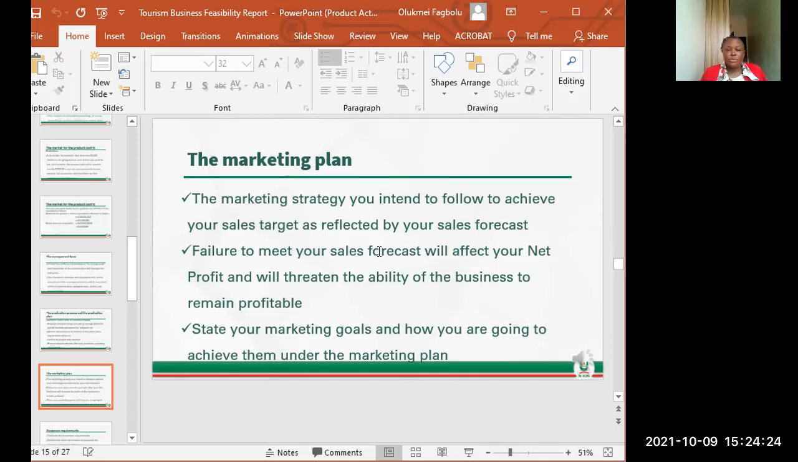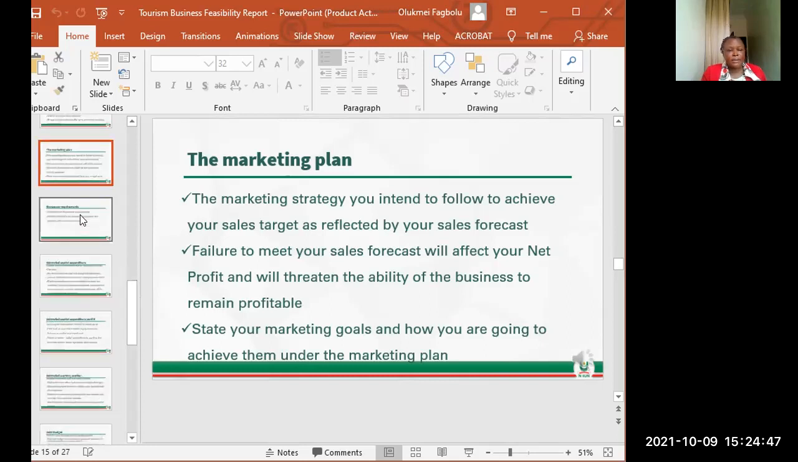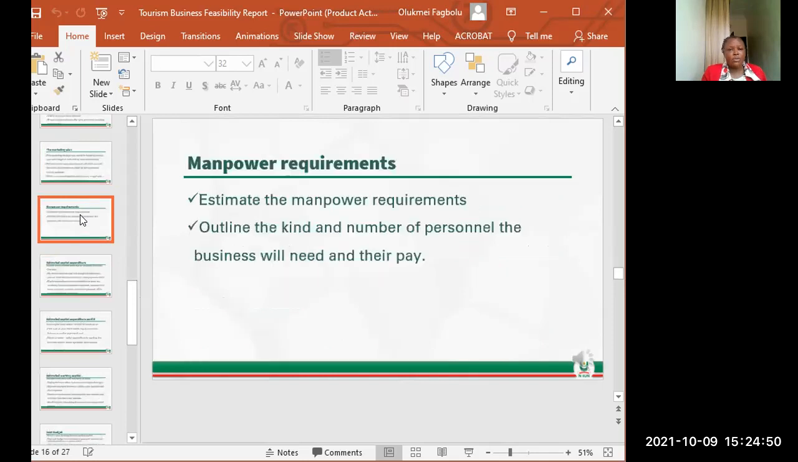Profitable. So we need to state all these strategies that we are going to employ in order to achieve our what? Sales forecast. Then we also need to state our what? Marketing goals, and how we are going to achieve them under the marketing plan. Very, very important. Then after that, we look at manpower requirements. This will estimate the manpower requirements, and also outline the kind and number of personnel the business will need and their pay, just like we have in our management team.